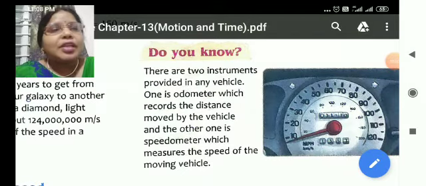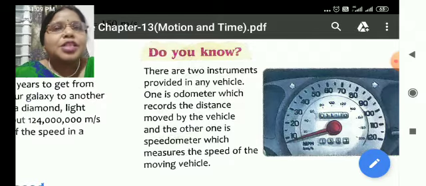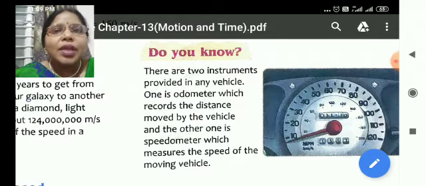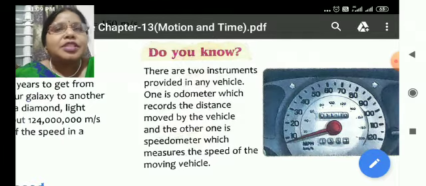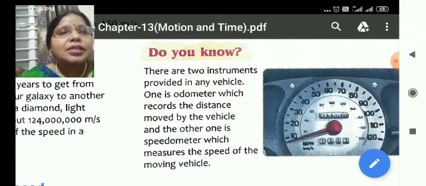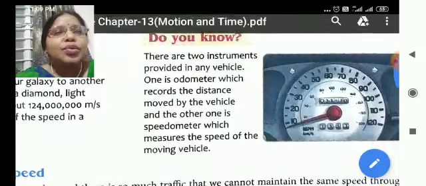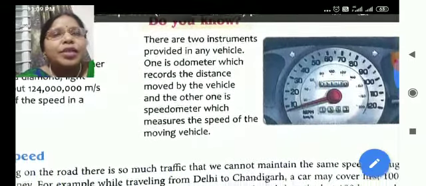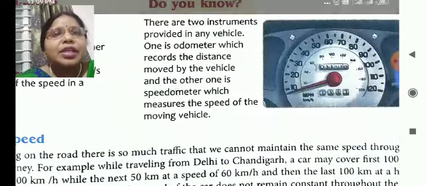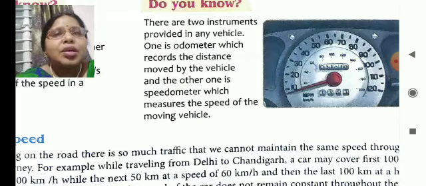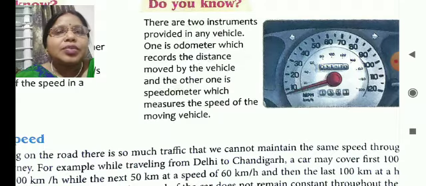We have read about motion and its types and how to calculate the speed. Now next is average speed. But before that, just see here, do you know the two instruments which are provided in any vehicle? One is the odometer, which records the distance moved by the vehicle, and the other one is the speedometer, which measures the speed of the moving vehicle.